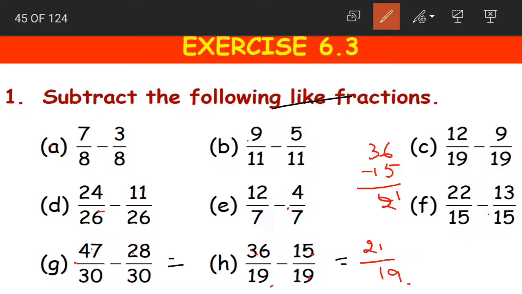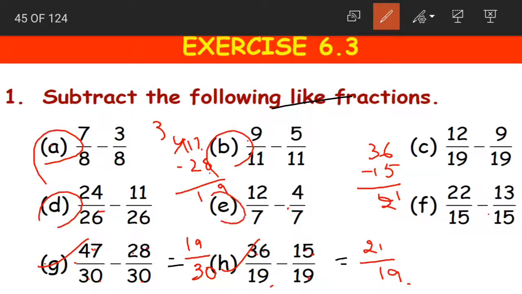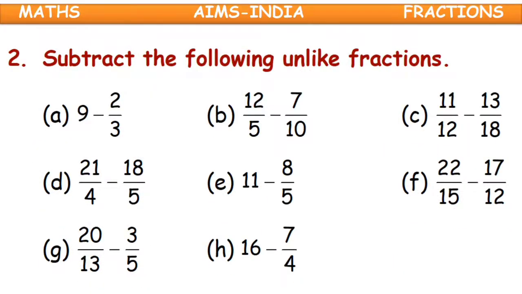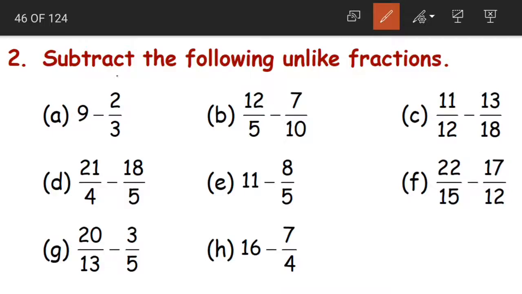And again here 47 by 30, question G. 47 by 30 minus 28 by 30. So we need to subtract. 7 minus 8 is not possible. So we are borrowing 1. 47 minus 28 is nothing but 19 by 30. Yes, G and H I have solved for you. Please try solving the remaining problems. Okay children, the more you practice, the more you will become perfect in this.